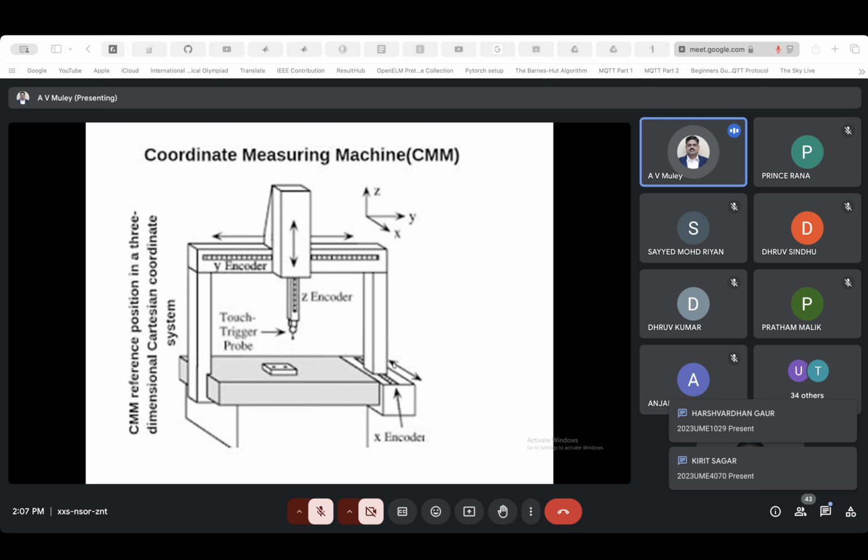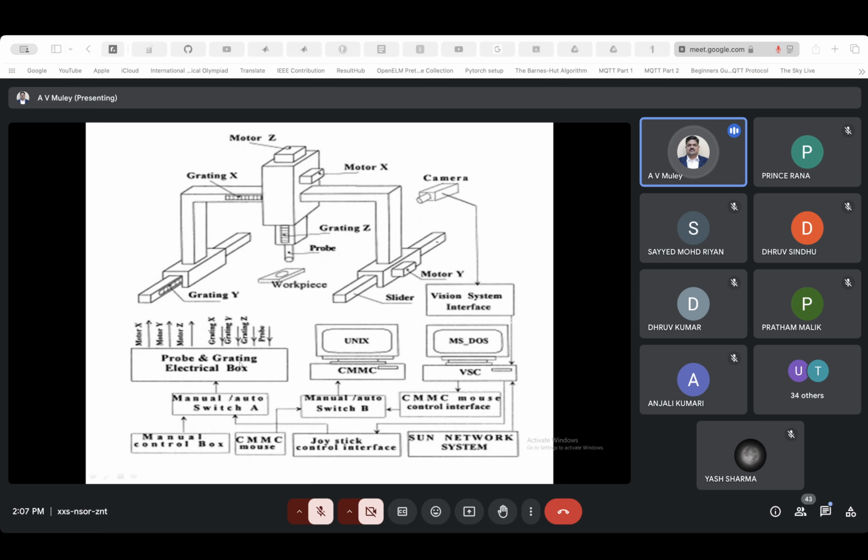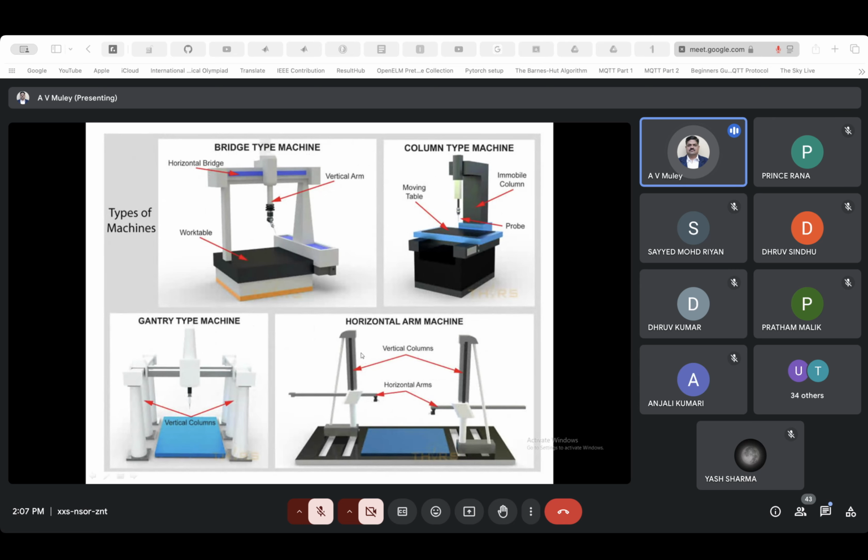The basic purpose is to locate the point where we want to carry out the inspection, where we want to carry out the measurement. The machine is nowadays computerized, that is, computer operated or controlled, just like a CNC machine. There are different versions of this machine. This is the basic structure, which makes use of a computer, and these are the different types of machines.